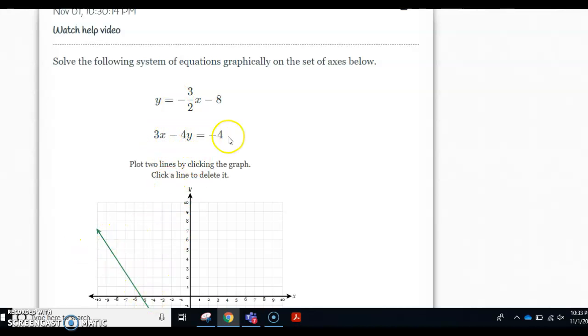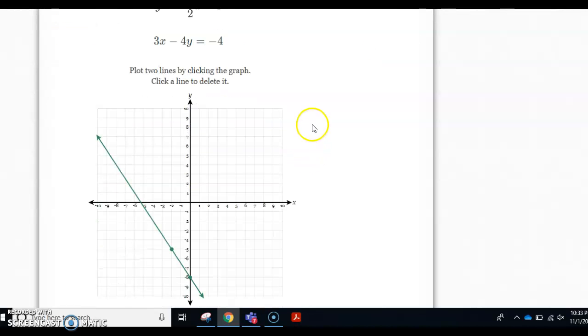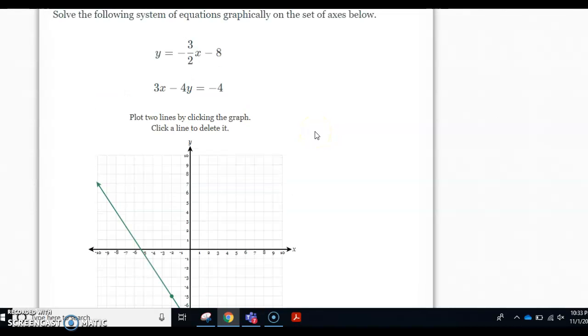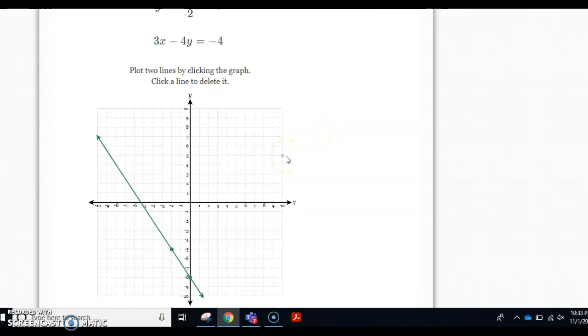The second equation, you're going to have to put it into y equals mx plus b form. And when we do that, we learn that the equation is actually going to be y equals 3/4 x plus 1. So we will start it here at +1, and then we will have a rise of 3 and a run of 4. And that is our second slope.